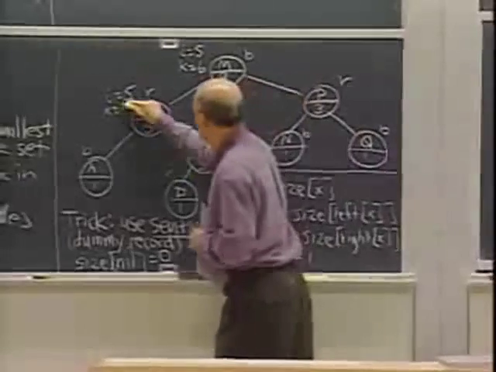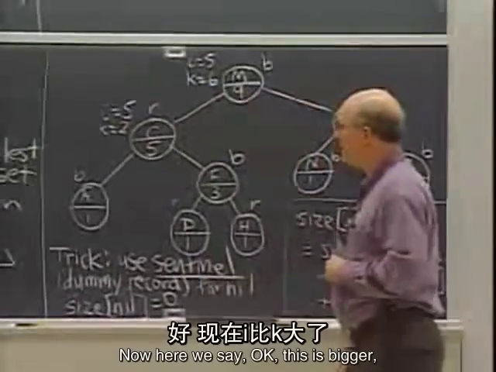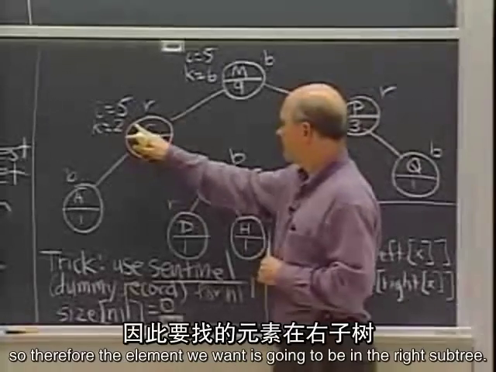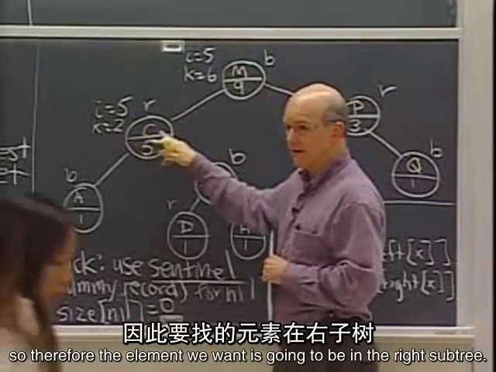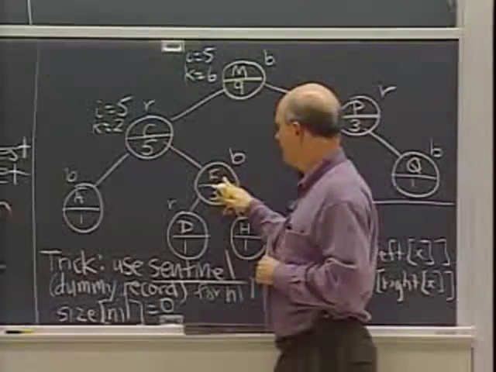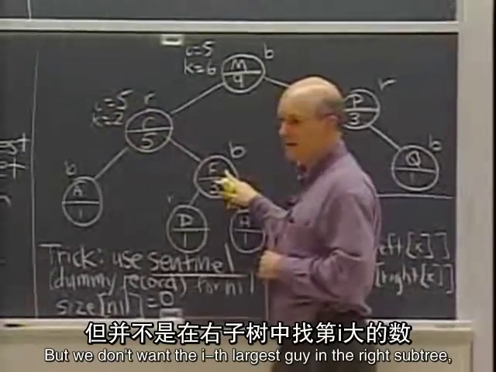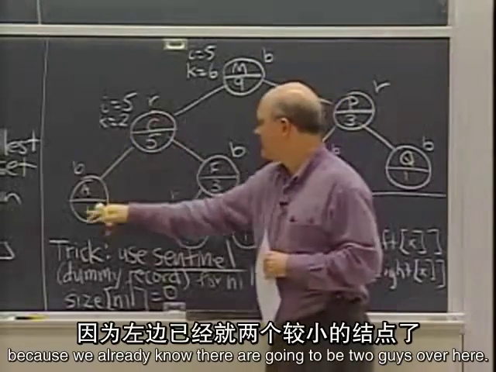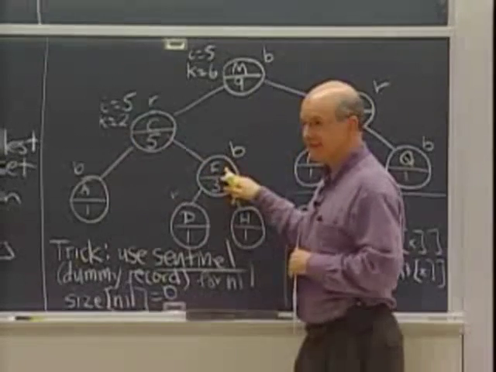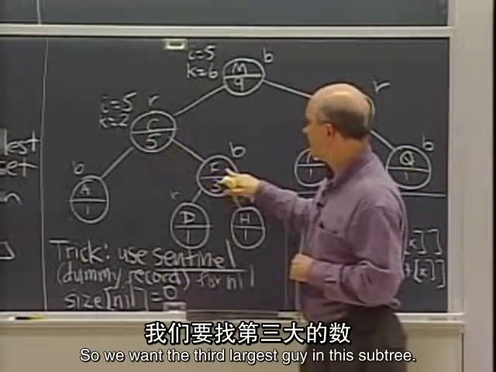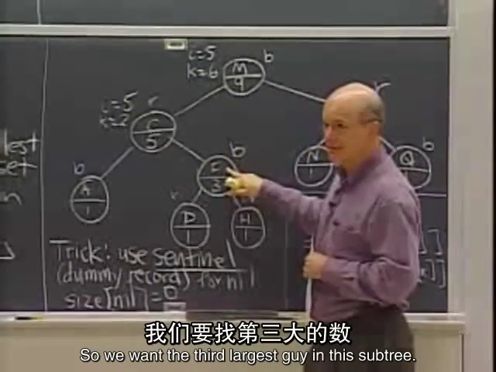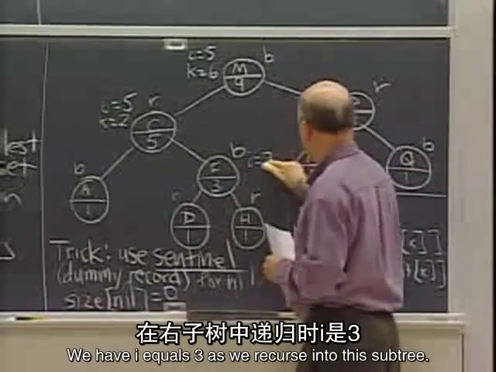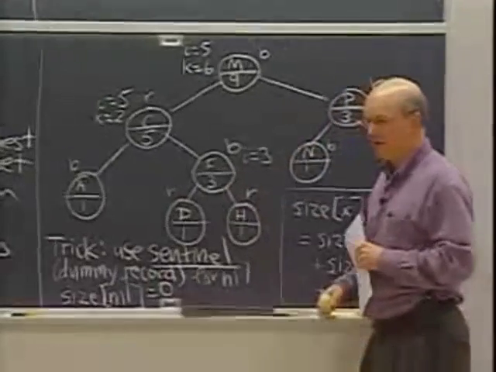Okay? And now here we say, okay, this is bigger. So therefore, the element we want is going to be in the right subtree. But we don't want the ith largest guy in the right subtree. Okay? Because we already know there are going to be two guys over here. So we want the third largest guy in this subtree. Okay? So we have i equals 3 as we recurse into this subtree.